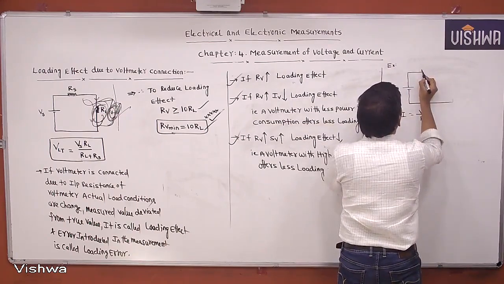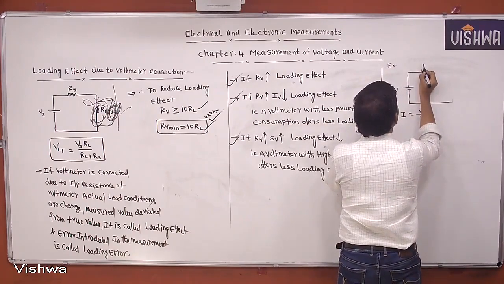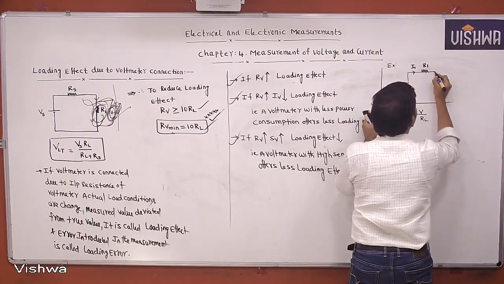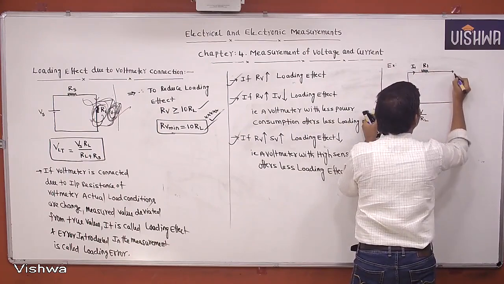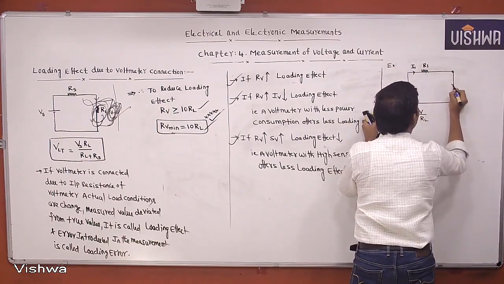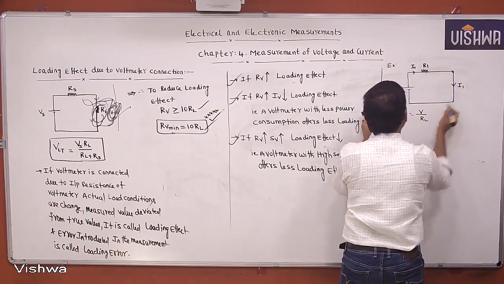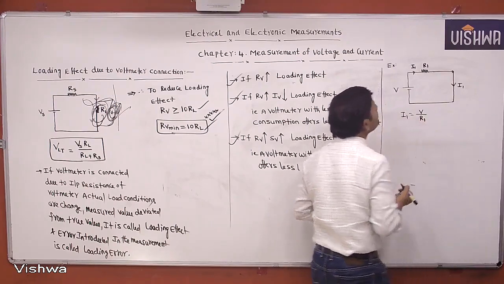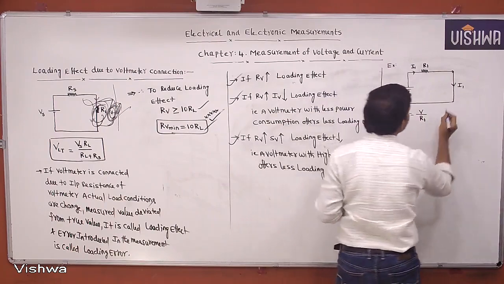Otherwise, let the resistance be some resistance R1. Let this current be I1. Let these terminals be short circuited. Then what is I1 equal to? V by R1.